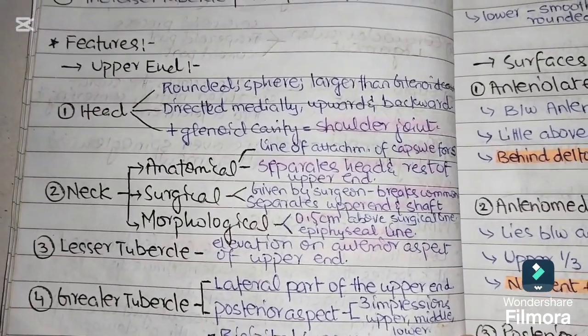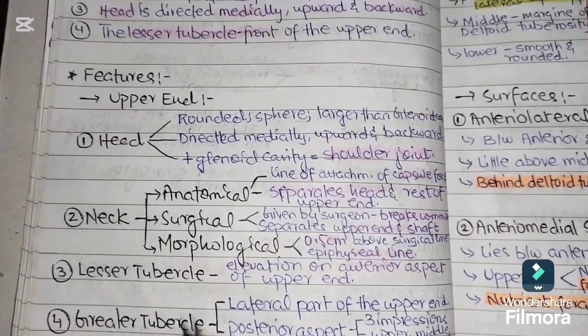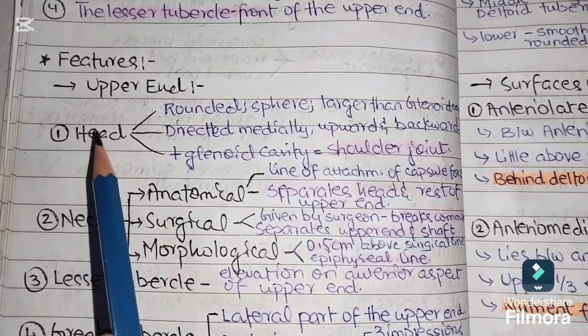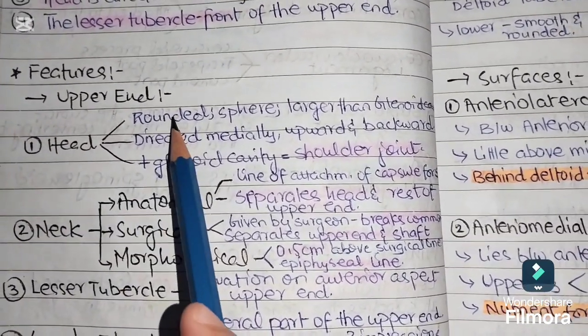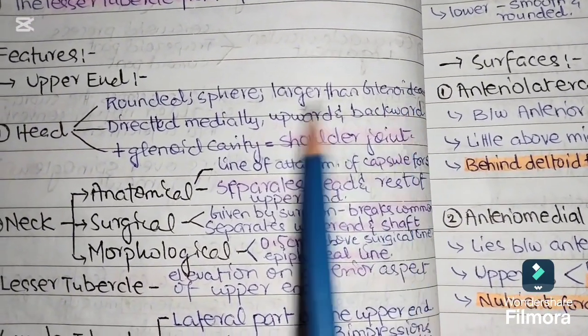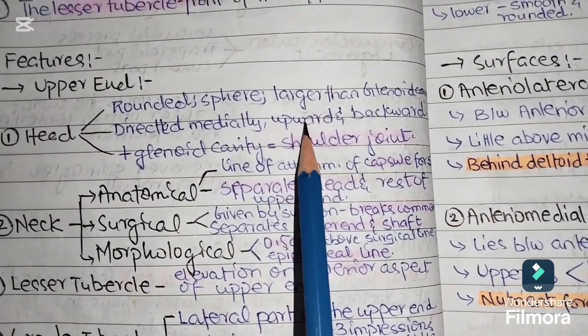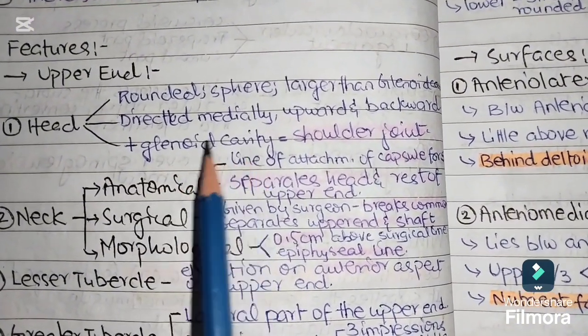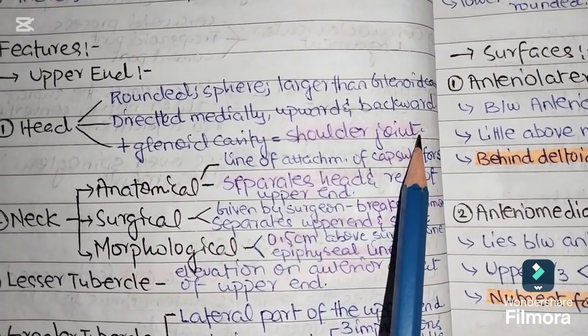Moving on to the features of the humerus bone, talking about the upper end first. The upper end consists of the head, which is rounded, spherical, and larger than the glenoid cavity. It is directed medially, upward, and backward. It is present inside the glenoid cavity to make the shoulder joint.